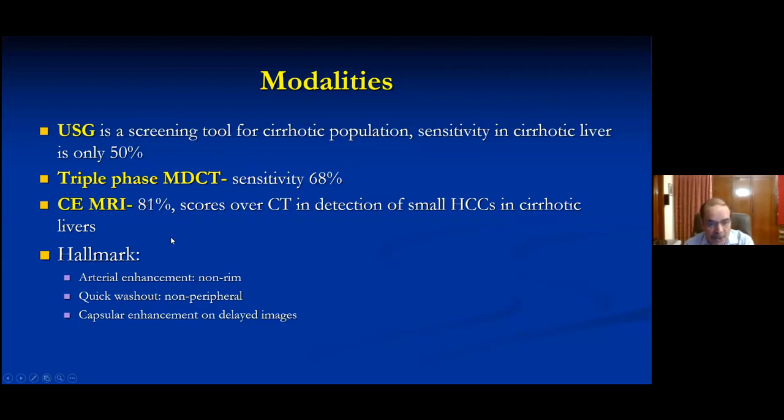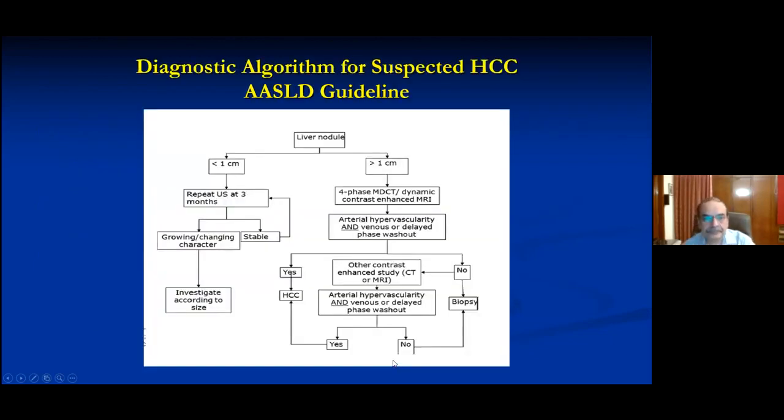So ultrasound has a poor sensitivity for detection. CT does a much better job, but it's MR which does the best job here. And in the cirrhotic liver, detection and characterization of liver lesions should ideally be done using contrast-enhanced MR. What are the hallmarks of an HCC? Arterial phase enhancement, which is non-rim, and I'll show you why this is important. So non-rim arterial phase enhancement, quick washout, which is non-peripheral, and an added feature is capsular enhancement on the delayed phases. So that's just an algorithm which you're all familiar with.